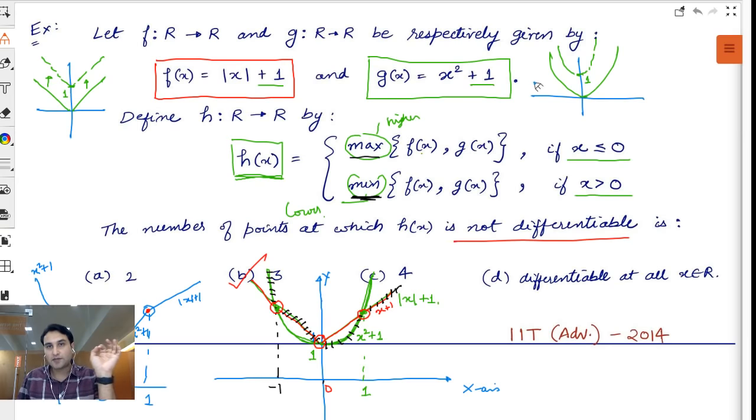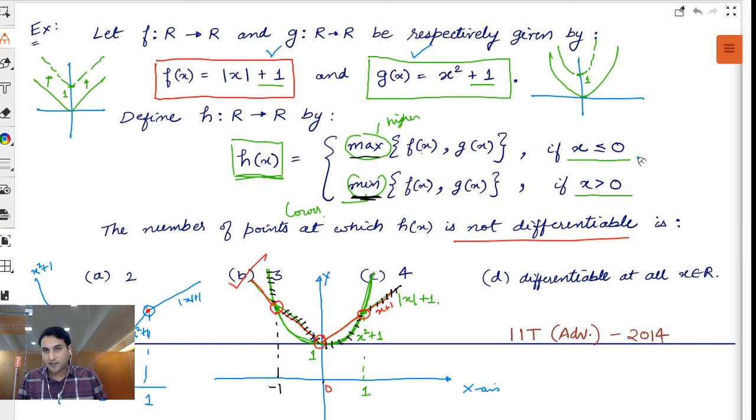In such problems, क्या करना है? Step by step. First plot both the functions given to you. fx का ग्राफ बनाओ, gx का ग्राफ बनाओ. Trust me, in the question in IIT, these functions will be relatively very simple. ठीक है? Once these graphs are made, then think about this max and min.